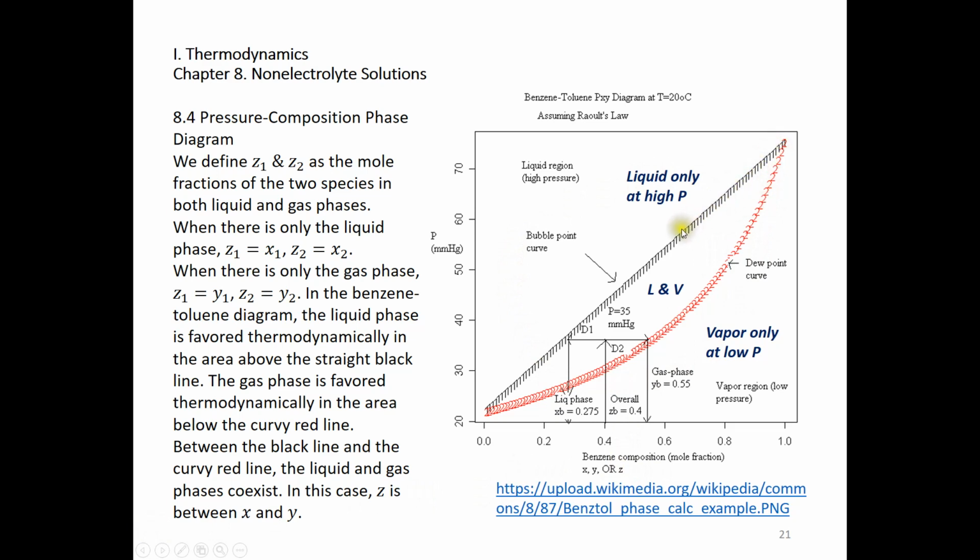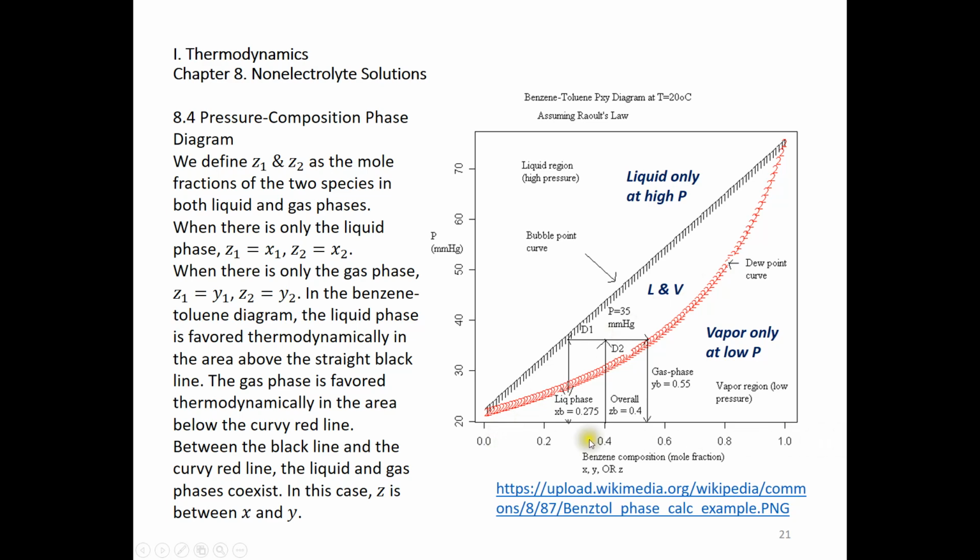Above this straight black line, you have higher pressure, and under higher pressure, we have liquid only. So we have liquid benzene and liquid toluene. Below this red curvy line, we have low pressure and we have vapor only. And in between, we have a significant liquid phase and also a significant gas phase. I'm using V to denote vapor or gas phase.